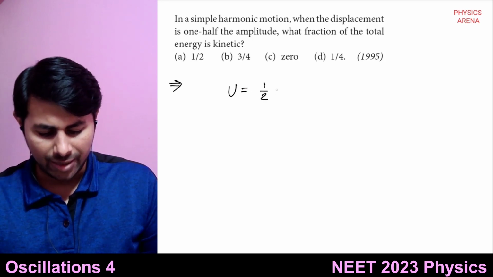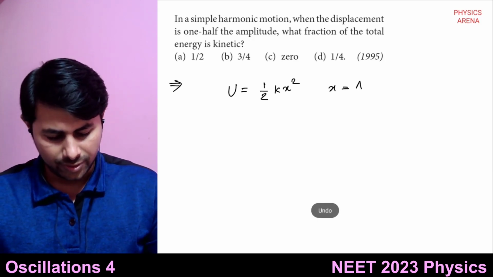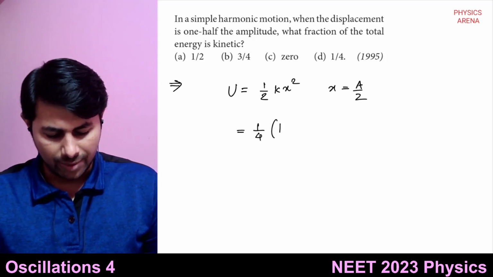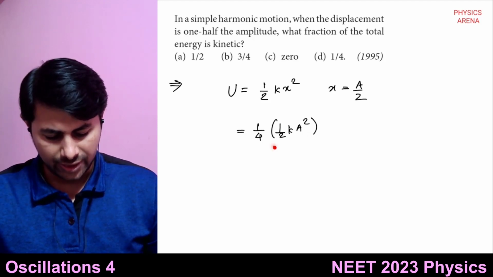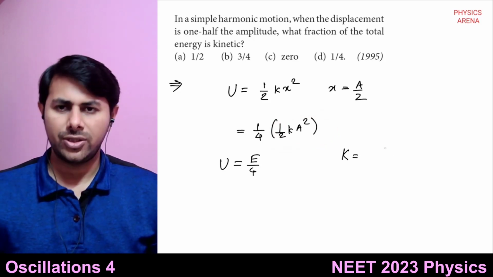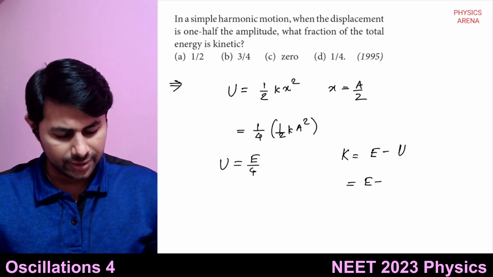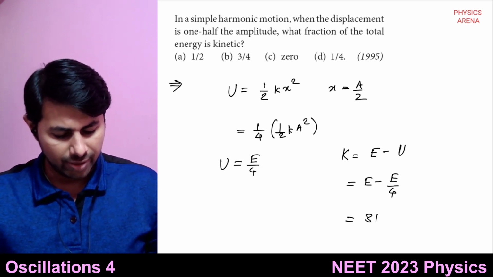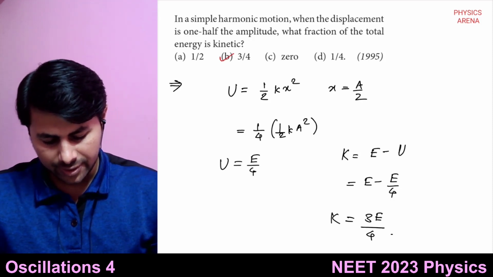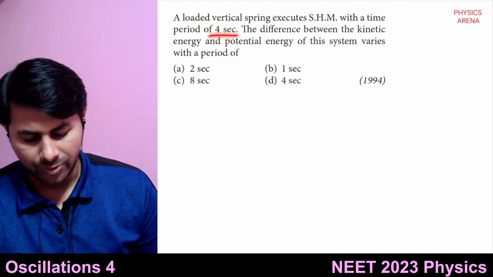so we just calculated, right? Potential energy is given by half of kx square, x is equal to a by 2. Okay, squaring that, we get 1/4 of half of k into a square, which is E. So it is E by 4. This is potential energy. We want kinetic energy. So it is total energy E minus potential energy U. This is E minus E by 4, that is 3E by 4. Okay, so what fraction of total energy is kinetic? It is 3/4.